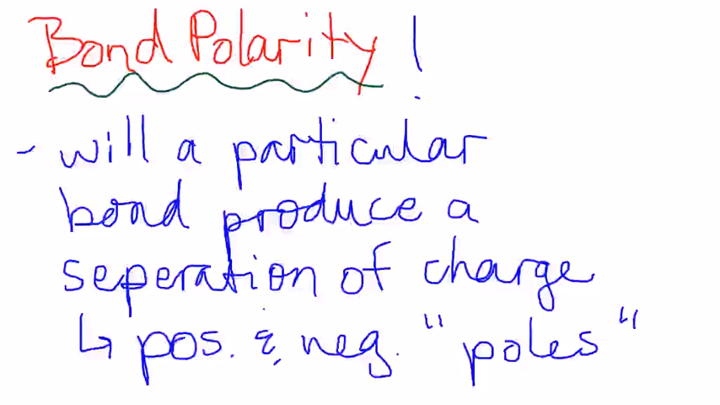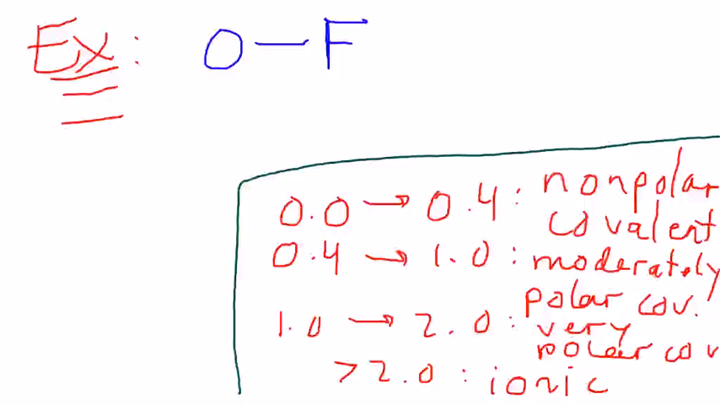Figuring out bond polarity is pretty simple. So let me show you maybe two examples. So here, the example is going to be oxygen bonded to fluorine. So this scale down here, we'll get to in just a second. In order to figure out if a bond is polar, the first thing we're going to look up is the electronegativity values. Electronegativity value for fluorine is 4.0 and for oxygen is 3.5.